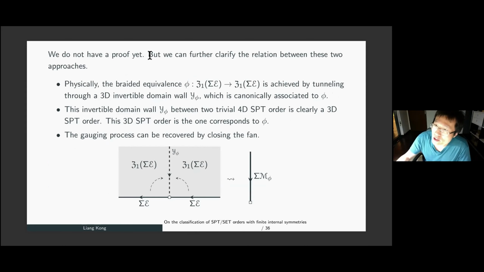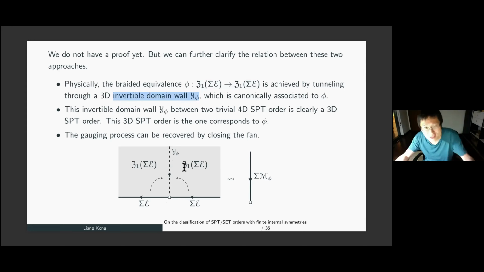But I can further clarify the relation between these two approaches in a physical picture. What happens is that the braided equivalence can be achieved. Remember, they both describe a trivial SPT in one dimension higher. I draw it in this picture. This automorphism between two phases can be achieved by tunneling through this phase by an invertible domain wall, canonically associated with this phi. Just imagine that there is an invertible domain wall, and this braided equivalence gives a duality between these two. This invertible domain wall realizes this duality. You can imagine that you have a particle, something on this side, you can push it through this invertible domain wall, and it becomes something on the other side. And this process is completely invertible because the wall is invertible.